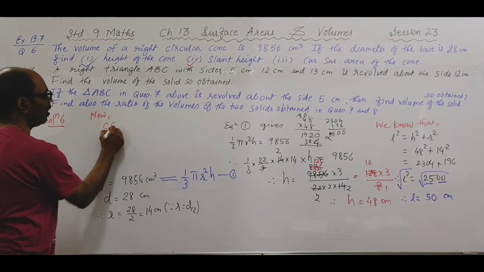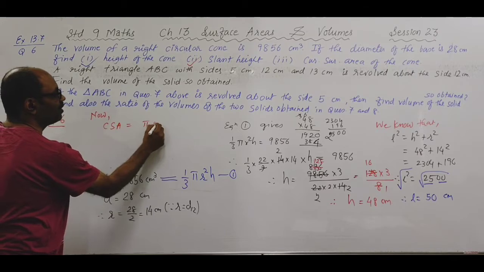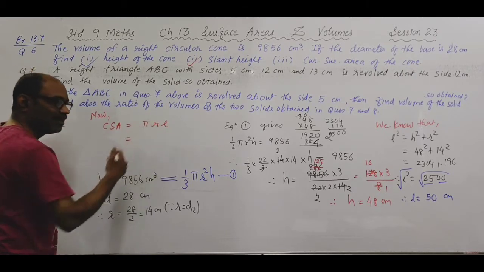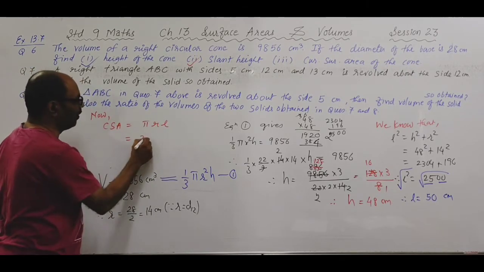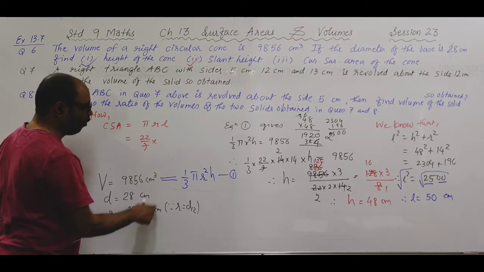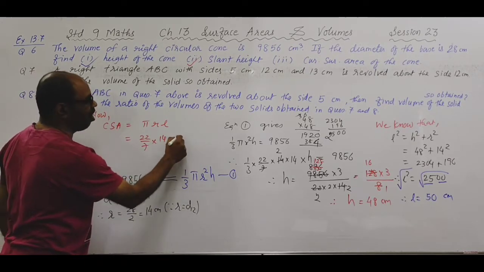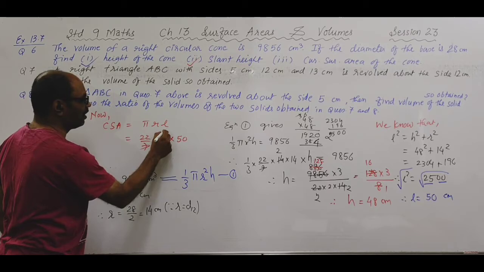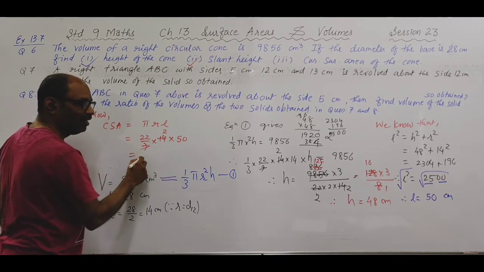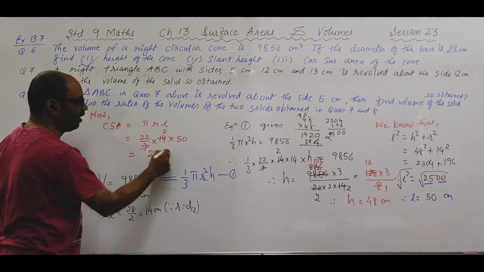Now curved surface area. The formula is pi r l. Radius and slant height are available. 22/7 times 14, the 14 and 7 cancel out. Into l, we got 50. 7 ones are 7, 7 twos are 14, 5 twos are 10, so 2200.